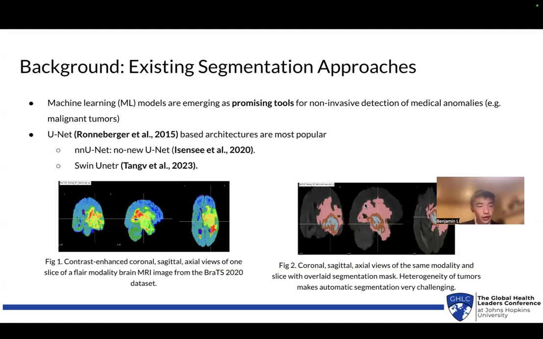So there's been increasing interest in applying automated models like machine learning in order to promote non-invasive detection of these tumors. And they typically rely on architectures such as UNet. So we have different models like nnUNet, SwinUNETR. And in these two figures below, this is one slice of a brain tumor and the brain volume. And each radiologist must segment each one of these tumors, which is extremely time consuming considering there are hundreds of these slices for each patient.